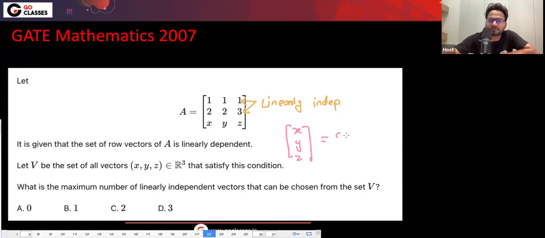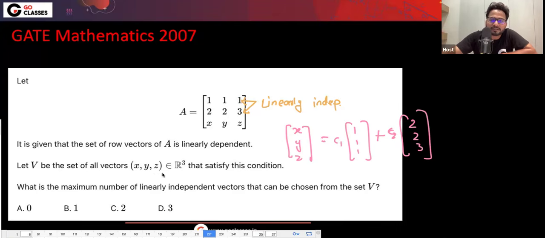I mean, something like C1, C2, or whatever you write. If these two are linearly independent, then to make the linear dependency, this must be linearly dependent, right?